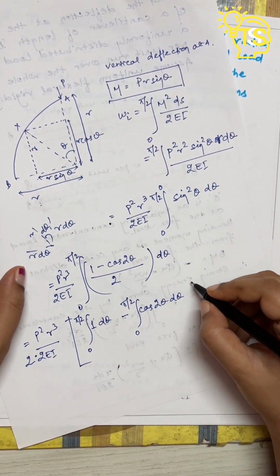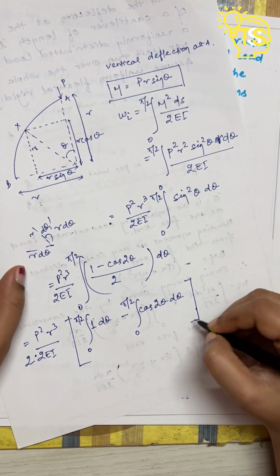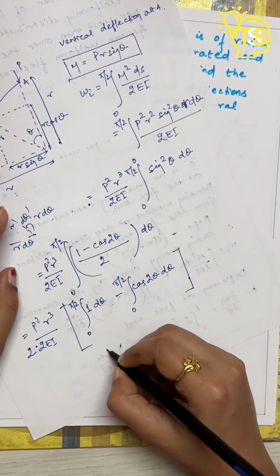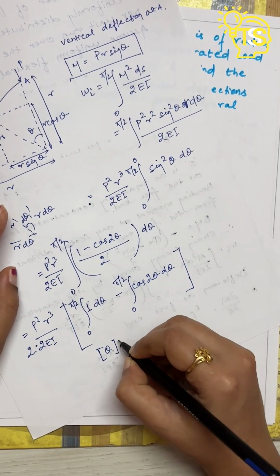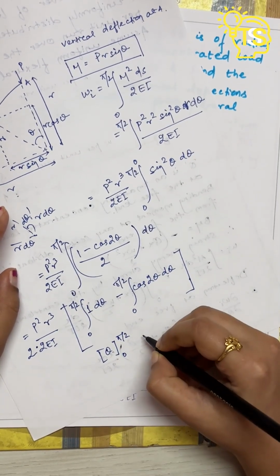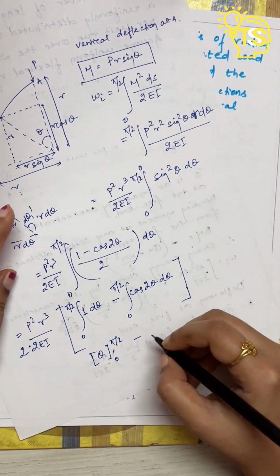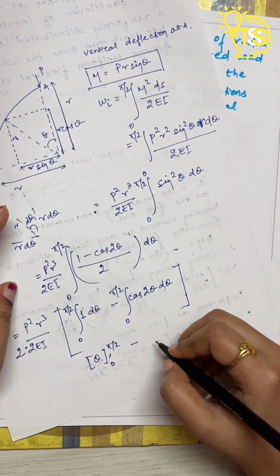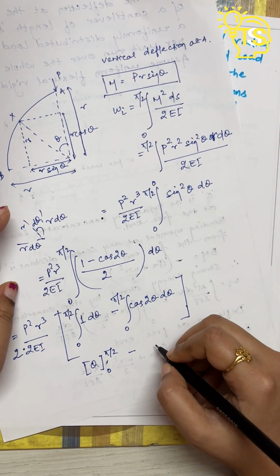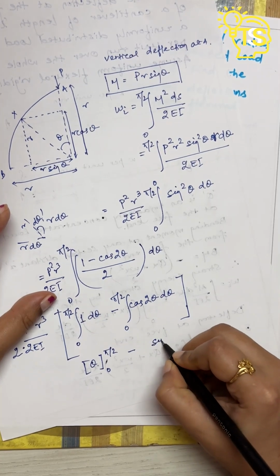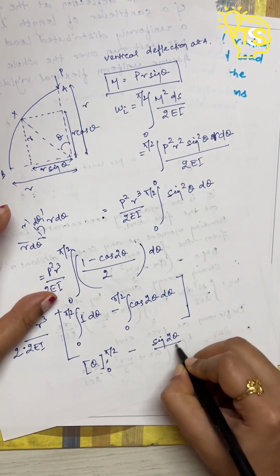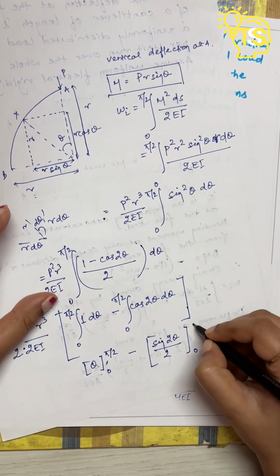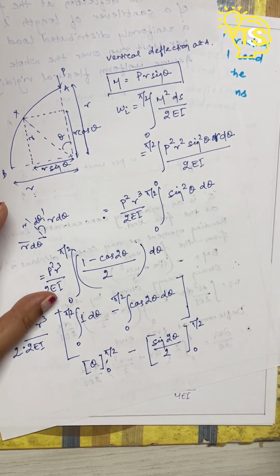By separating it, we will get this value, and integrating it, we will get d theta is pi by 2, 0 to pi by 2. Here the integration of cos 2 theta is sin 2 theta upon 2. The limit from 0 to pi by 2.